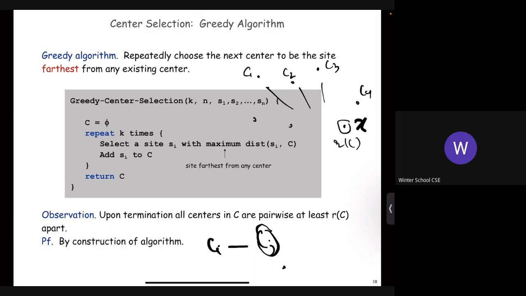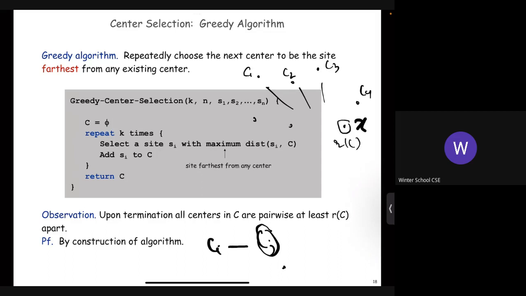If I knew the covering radius, then my algorithm would have been very simple. Put a center at first sight, find some other point which is farthest, more than RC away, and put another one. Next time, take another point which is more than RC, say 2RC, away from each other, and that algorithm also would work. But we don't know what RC is, but that doesn't matter for the analysis.